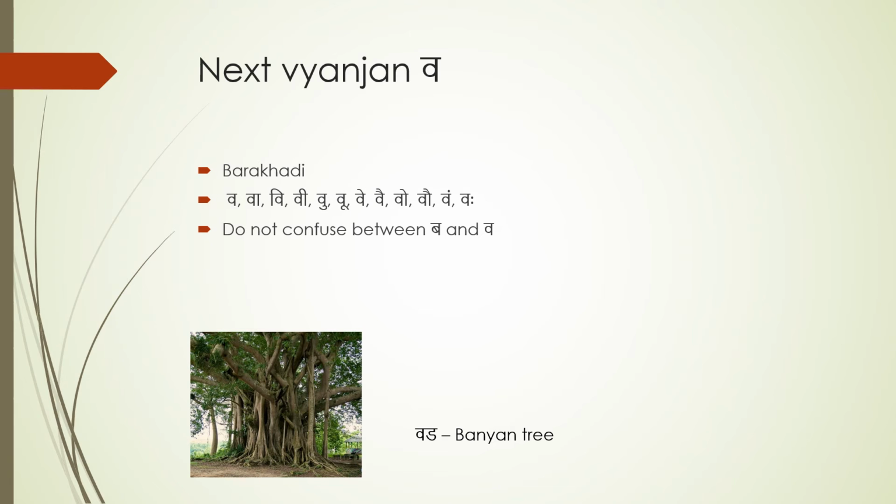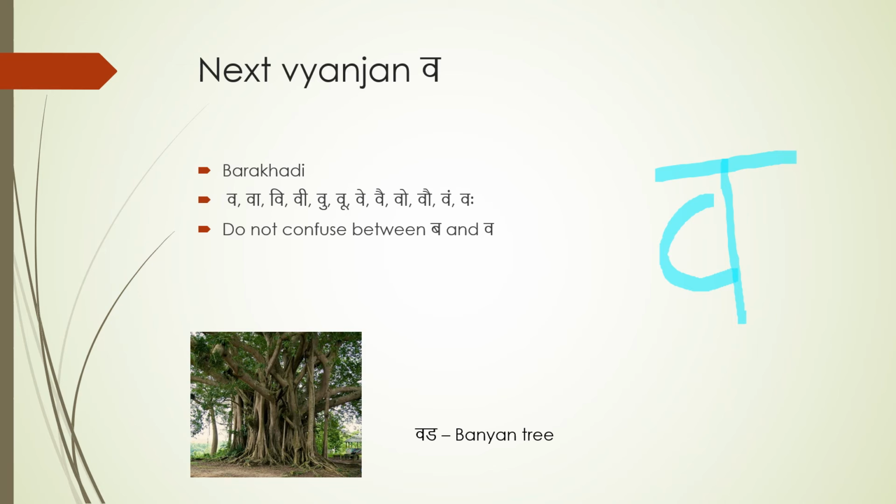Then we have a V. V is written very similar to B, so don't confuse between the two letters. You write a C and then just write a standing line connecting the two edges of the C and the top line. That's all that makes a V.